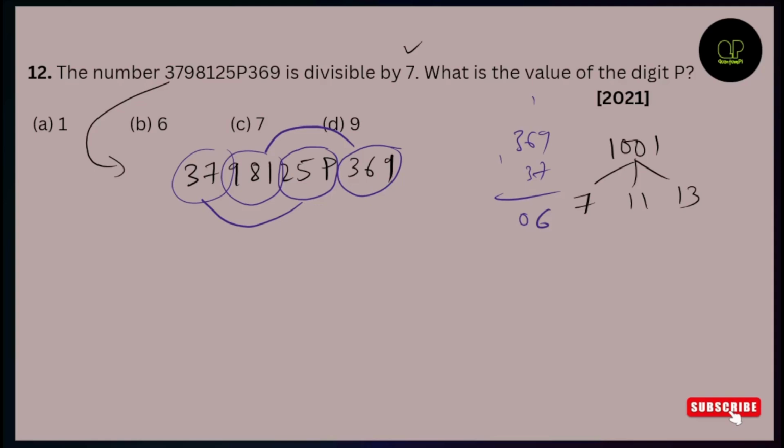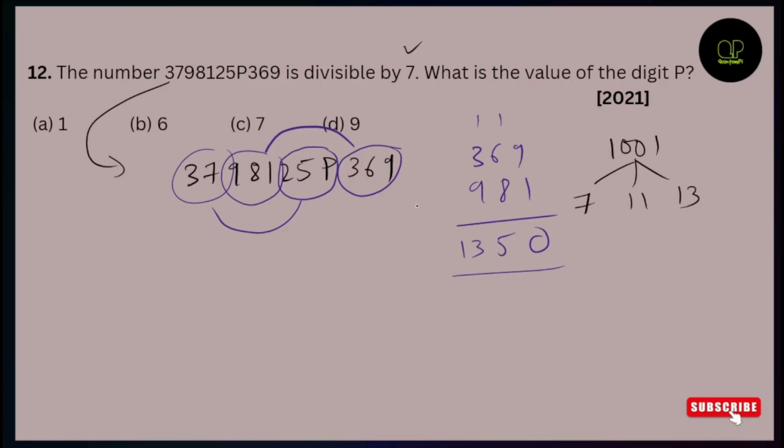Sorry, not 369 plus 37. Sorry, 369 plus 981. You'll be getting 1350. You have to subtract 25p and 37. Let me first subtract 37 minus 37, and this will give you 3 and this is 1, and 1313. Okay, so you're getting 1313, and you still have to subtract 25p. 1313 minus 25p is nothing but 250 plus p, right?